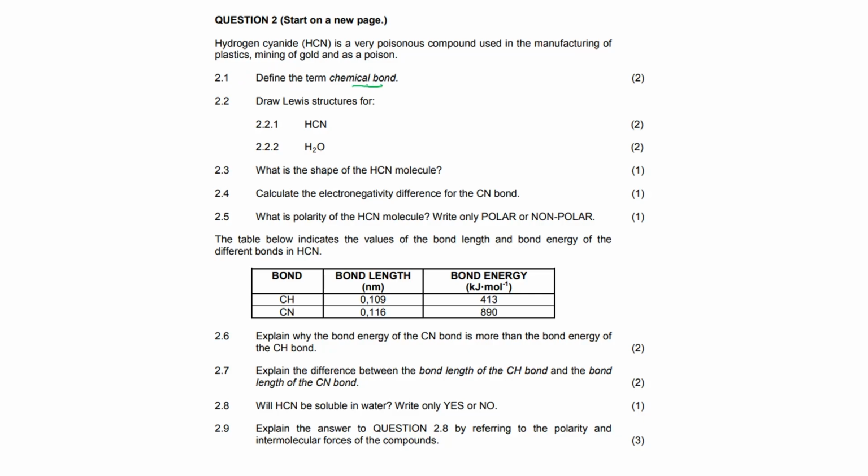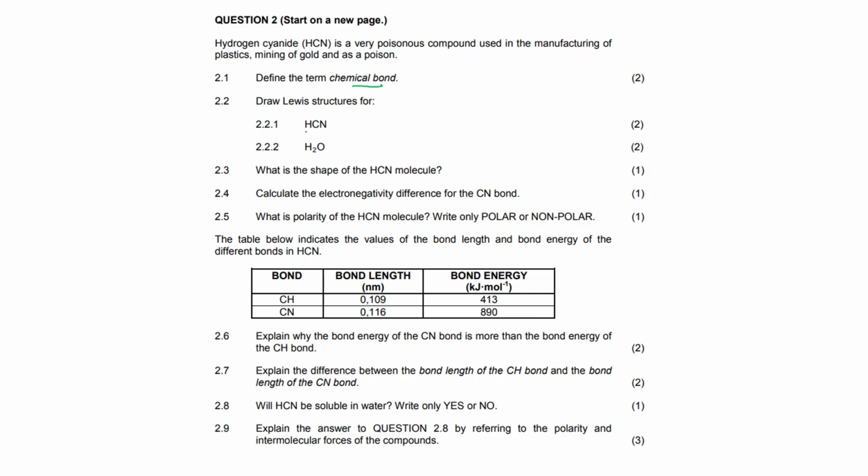So a chemical bond is a mutual attraction between two atoms resulting from the simultaneous attraction between their nuclei and their electrons. Draw Lewis diagrams or structures for 2.2.1.